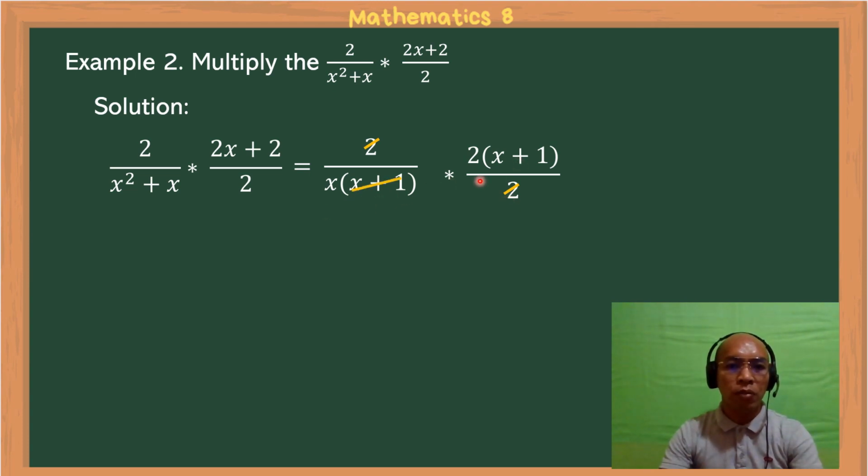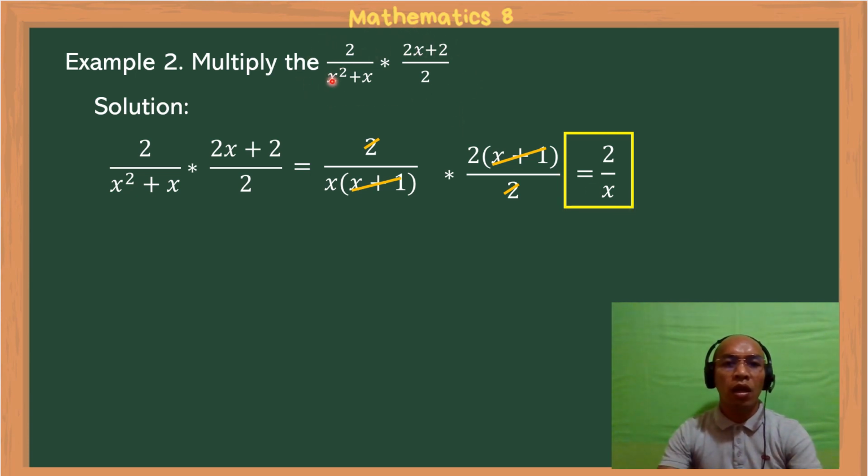We also have x plus 1 and x plus 1. So what is left in the numerator is just 2, and the denominator is just x. Therefore, 2 over x is the simplest form of this given algebraic expression.